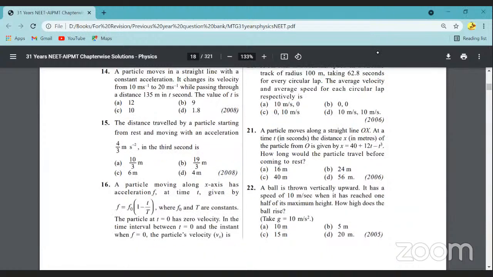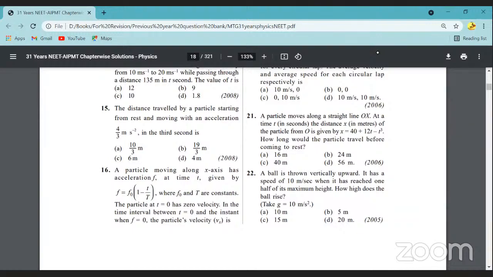Question 21. A particle moves along a straight line OX. At a time t, the distance of the particle is given by this much. How long would the particle travel before coming to rest? So the question is to find the distance till it comes to rest. Simple. First find the time when it comes to rest, then subtract x at time 0 from x at that time. Let me solve.